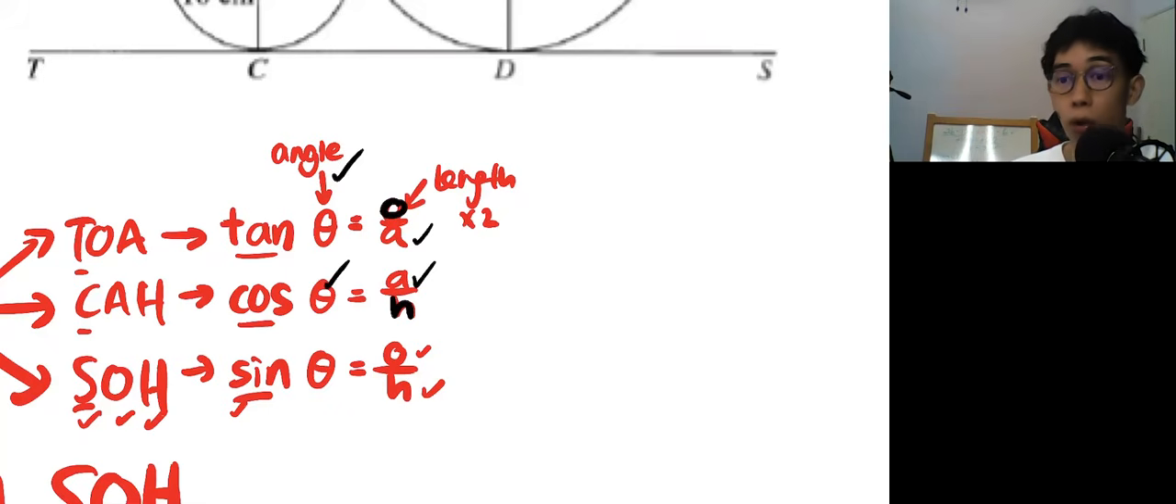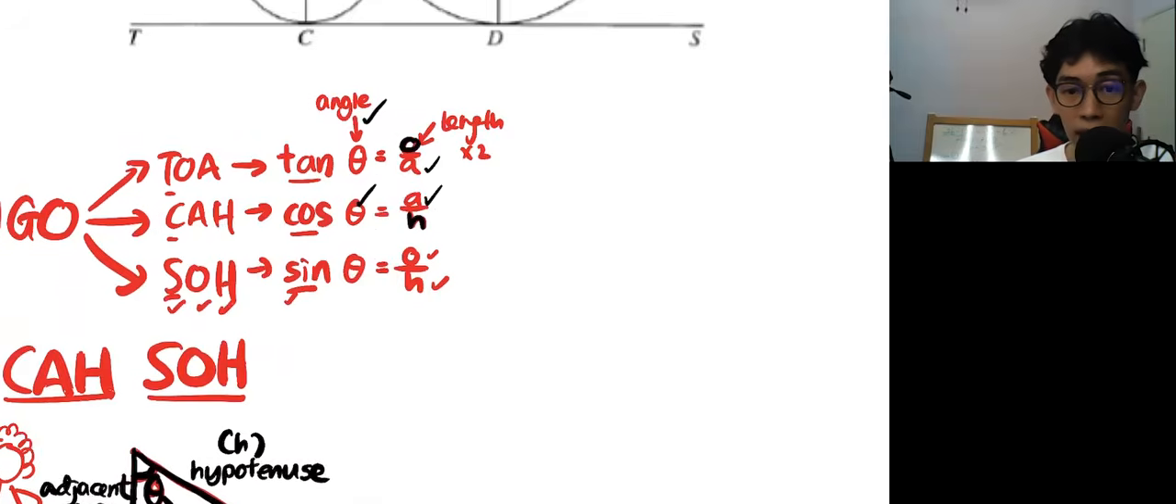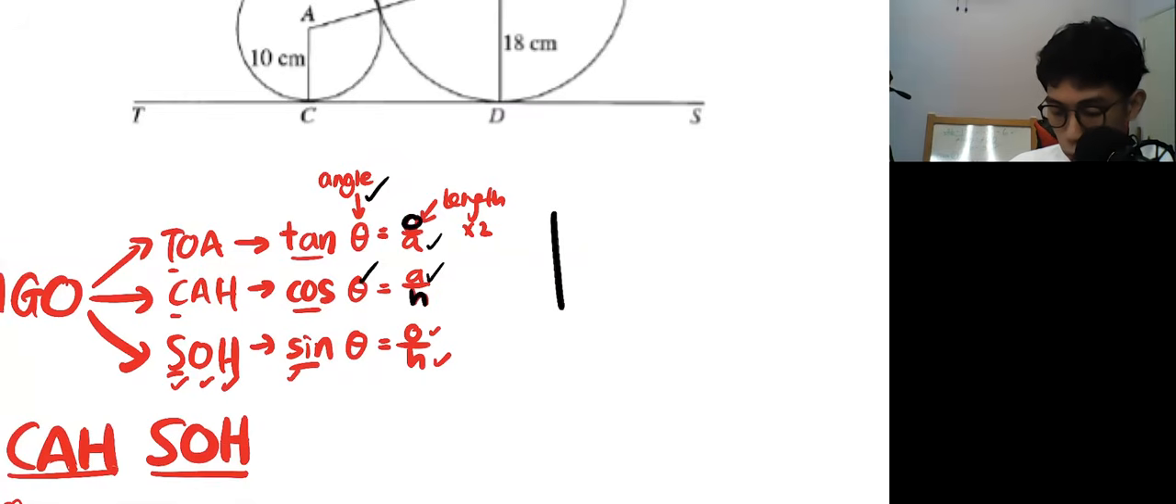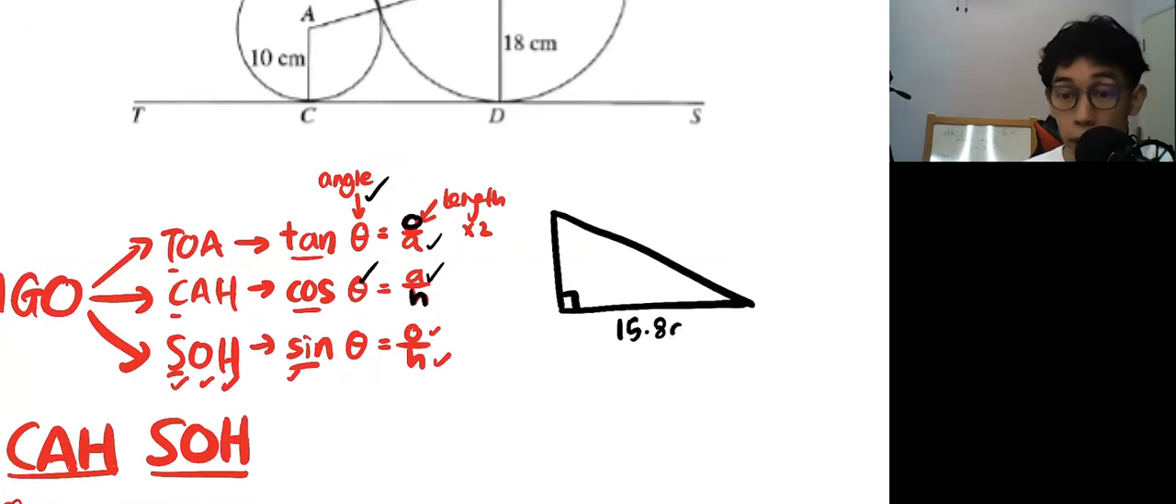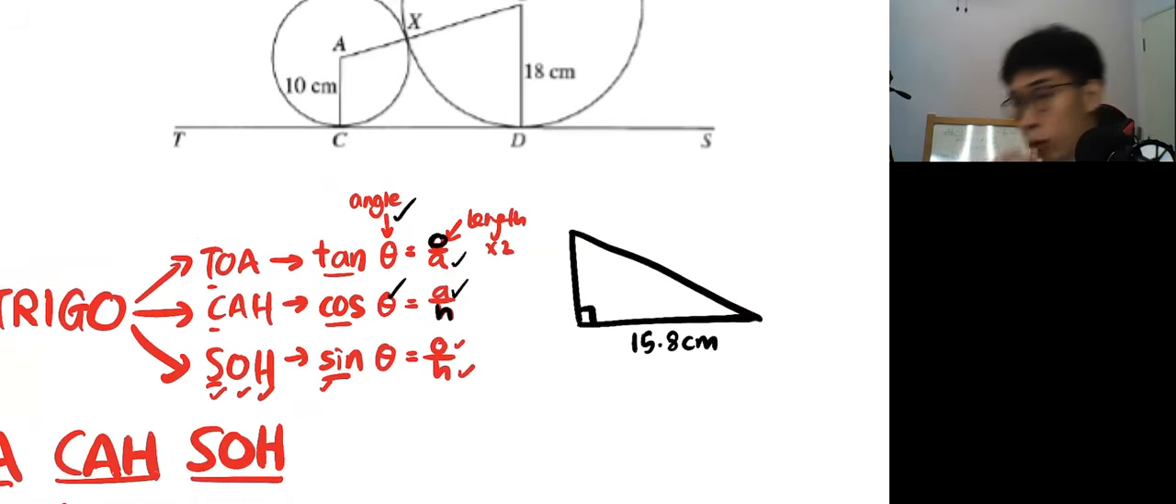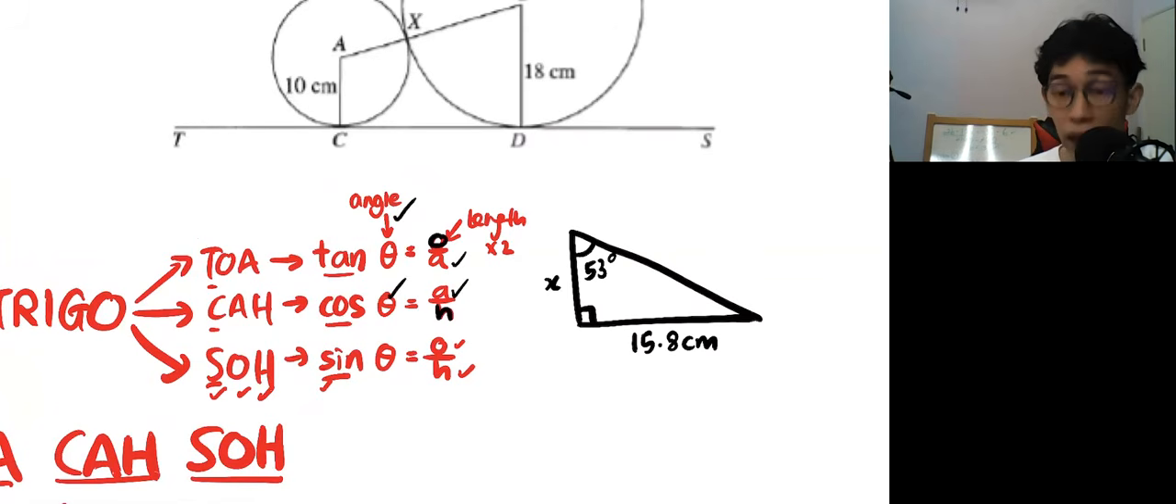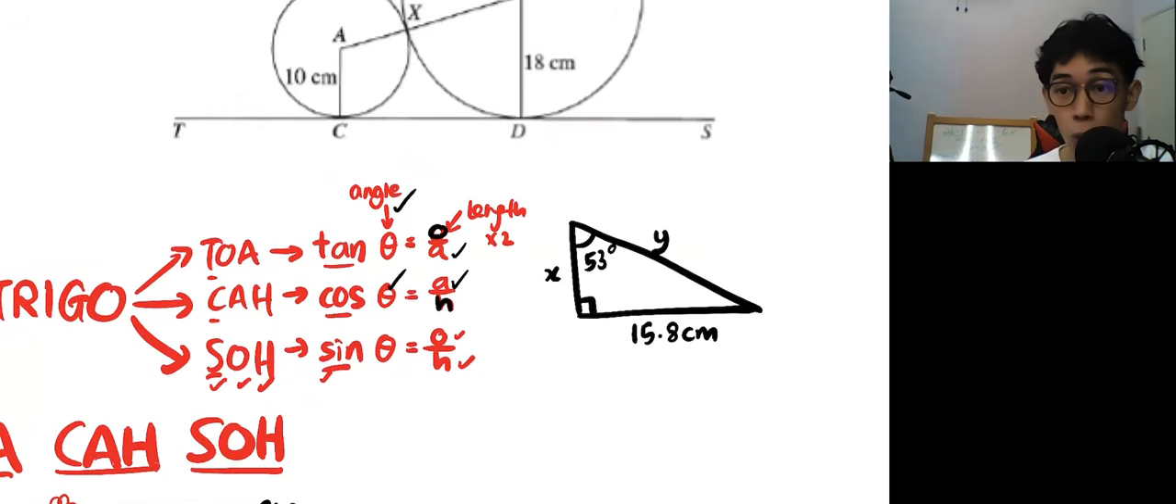So now I will go into the question and show you how I solve it. I will draw it right by the side over here. Now follow me. Two questions only. That's the first question. I will place this as 15.8 cm. This 15.8 cm I give to you as the question. And over here, I place 53 degrees. And that's an X and that's a Y.